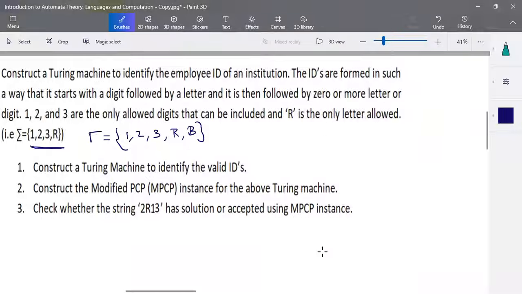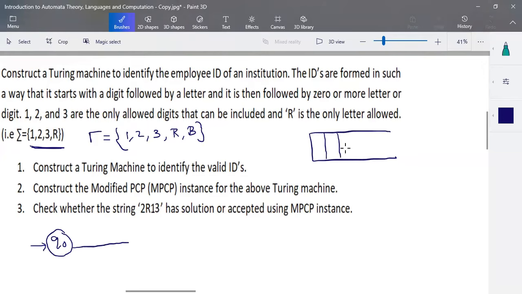I'm going to draw the transition diagram for it. The transition diagram here is very simple. In my Q naught, the first element should be a digit. Okay, so I'm going to scan. Whenever you start your Turing machine, it works like this: the input will be written on the tape, each cell is capable of storing one element at a time, and your read-write head focuses on the first element in the starting stage. And while scanning the first element, our identifier should start with a digit.